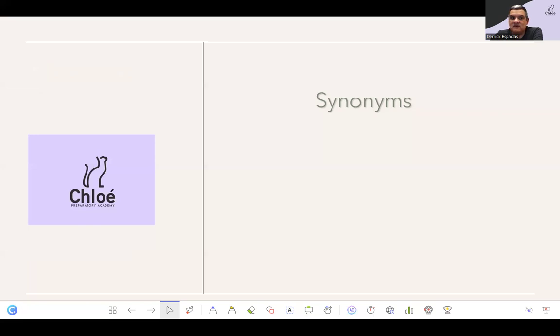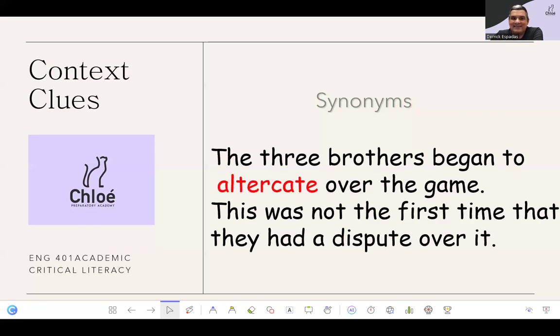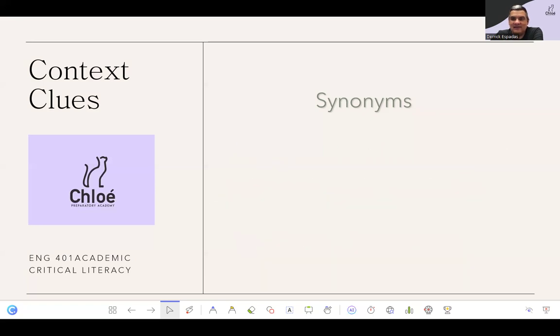See how quickly this one goes. I feel like I'm waiting to catch something. And that's the one that we went ahead. And it said this was not the first time that they had a dispute. So dispute and altercate are the same.